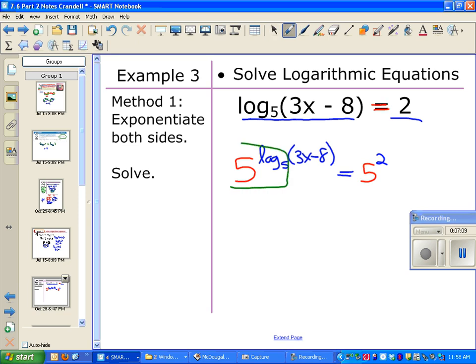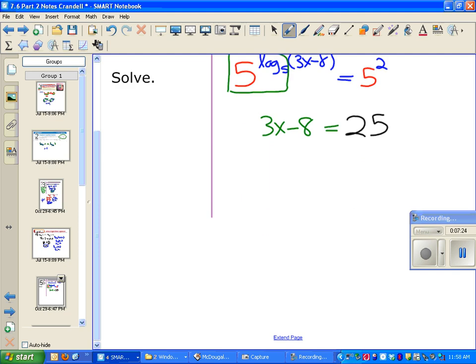All right, so this is an inverse, so that goes away. And so on the left side is 3x minus 8. On the right side, 5 squared is equal to 25. Okay, so don't forget about that. All right, that 5 does not go away. So now I've got an algebra 1 problem, so I'm going to add 8 to both sides. So I have 3x is equal to 33. Divide both sides by 3, and x is equal to 11.